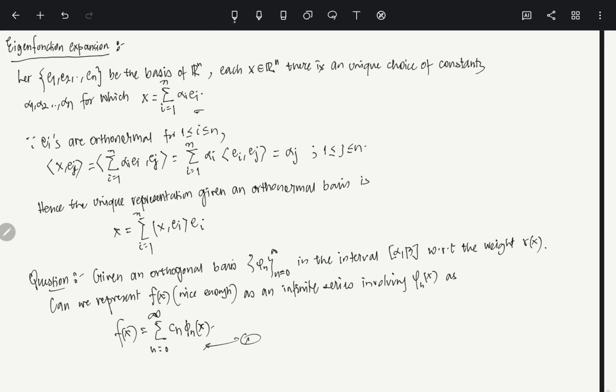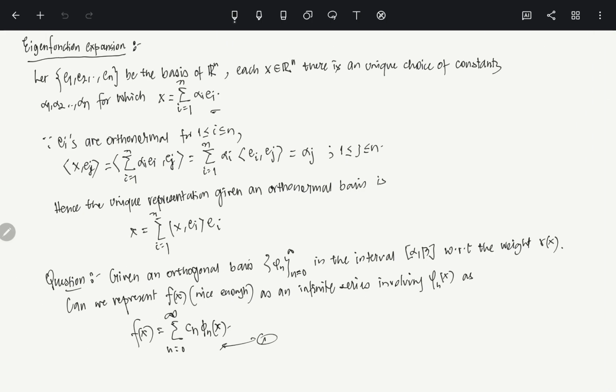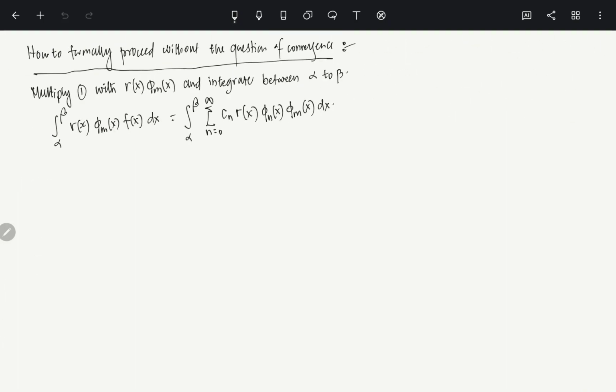Is it okay? A similar sort of thing is what we are doing here. Earlier we were multiplying by e_j, the orthonormal basis. Now I am multiplying with my orthonormal basis element phi_n, but there is a weight involved, r(x). So we are incorporating that r(x) here. Once we do that, there is a problem if I want to take this integral inside the summation. But we are just assuming that we can do that.